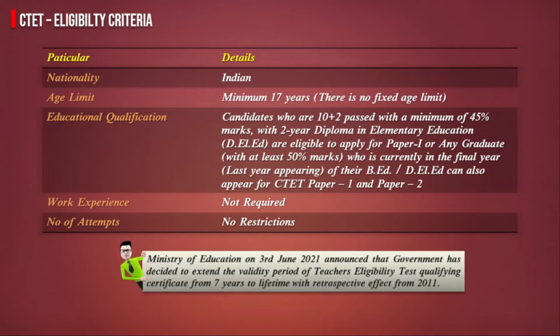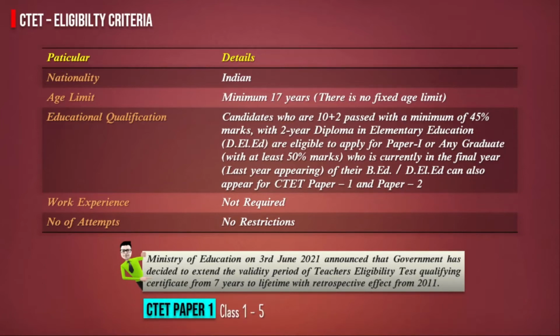The Ministry of Education on 3rd June 2021 announced that the government has decided to extend the validity period of the teachers eligibility test qualifying certificate from 7 years to lifetime, with retrospective effect from 2011. The CTET selection process will involve a minimum of 1 paper and a maximum of 2 papers.